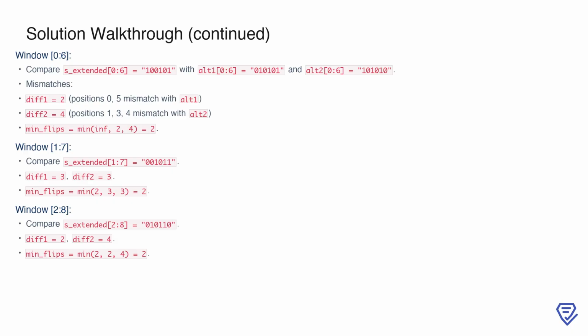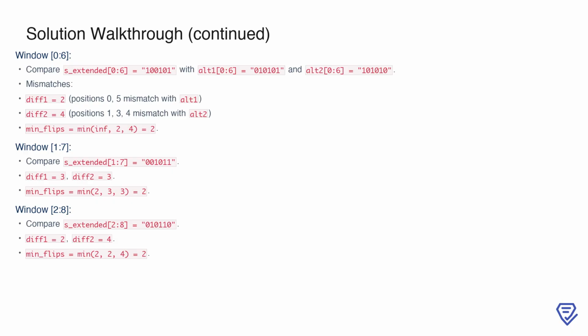For the first window, 0:6, the substring is 100101. Comparing with alt1, there are mismatches at positions 0 and 5, so diff1 equals 2. Against alt2, there are mismatches at positions 1, 3, and 4, giving diff2 equals 4. The minimum flips for this window is min_flips equals min(inf, 2, 4), which equals 2.